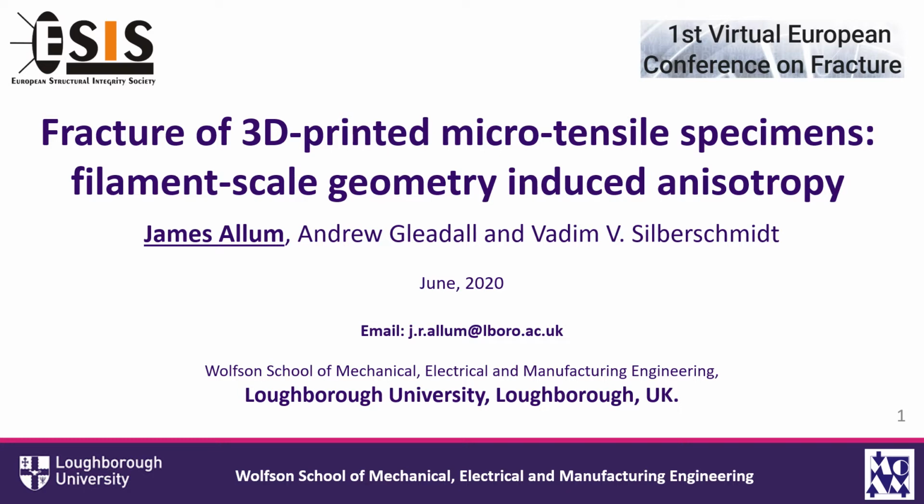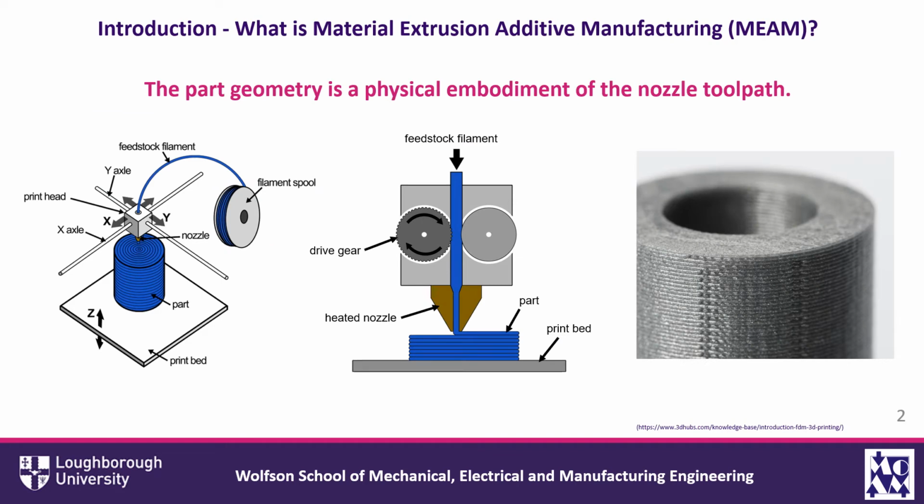Engineering at Loughborough University. Typically, in material extrusion additive manufacturing, a polymer filament is fed through a heated nozzle in the printhead and deposited onto the print bed below. The printhead moves in the X, Y, and Z axes, which results in the part's geometry being a physical embodiment of the toolpath, and this results in the layer-by-layer build characteristics seen in the image on the right-hand side.